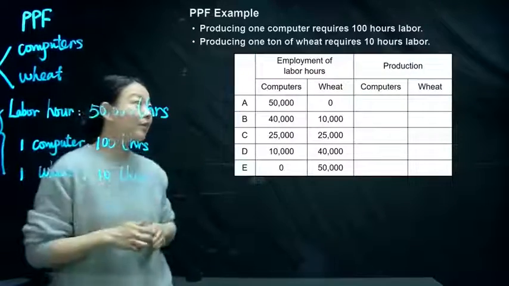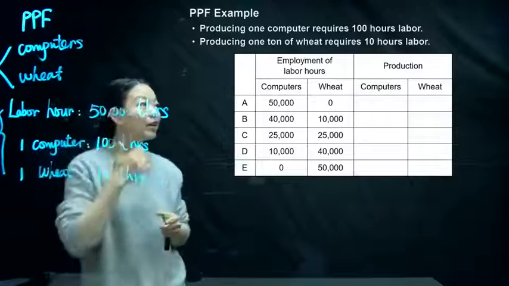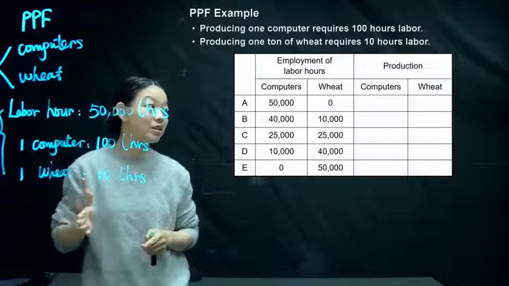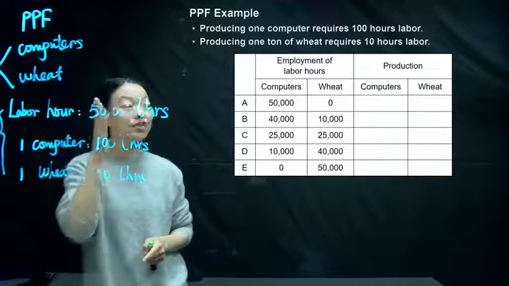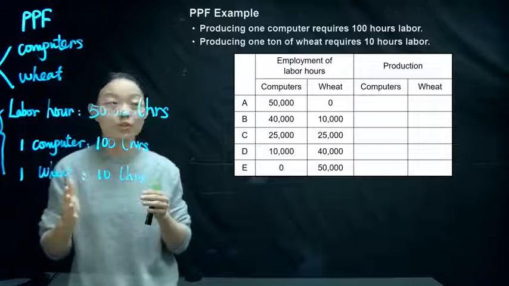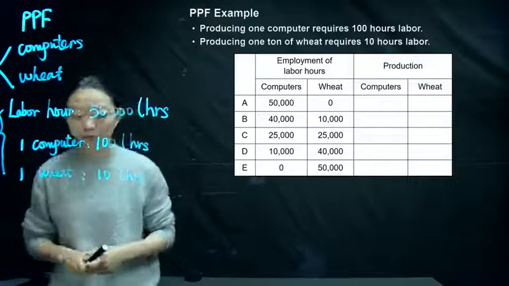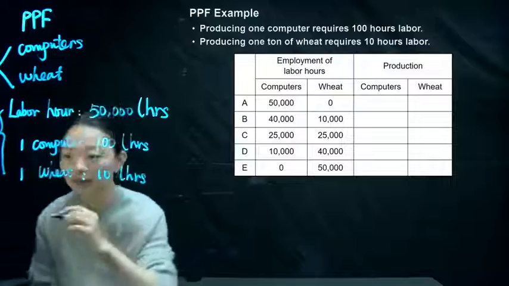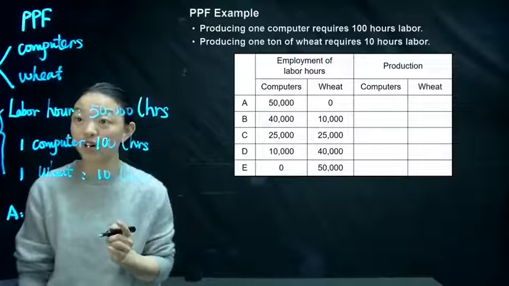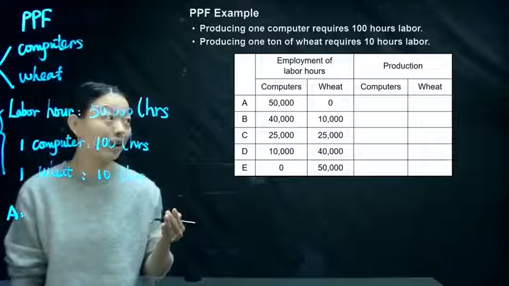Then look at this table. We have different combinations. The first column just shows A, B, C, D, the different combinations. The second and third columns show the labor hours spent in computer production and wheat production. Let's look at just point A here. Point A shows 50,000 labor hours all used in computer production, and there are no hours spent in wheat production.